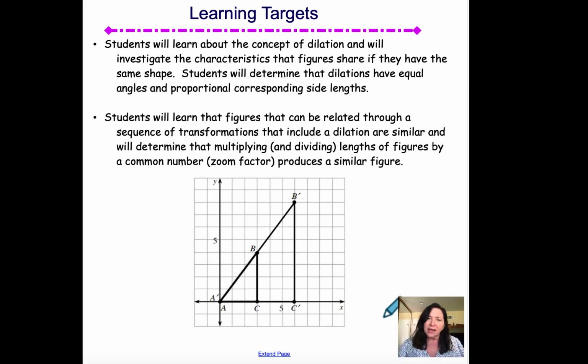All right, so today our learning targets are basically to learn about dilations and some of their characteristics. You should be able to determine dilations having equal angles and proportional corresponding side lengths, and also we're going to talk about a little bit of similarity and being the transformation of an actual object. As you transform it, it becomes something different, and that's basically a transformation.